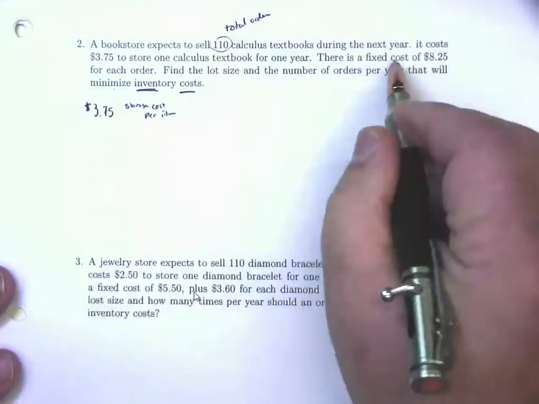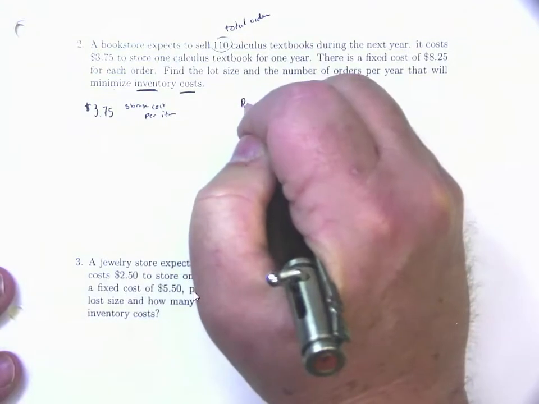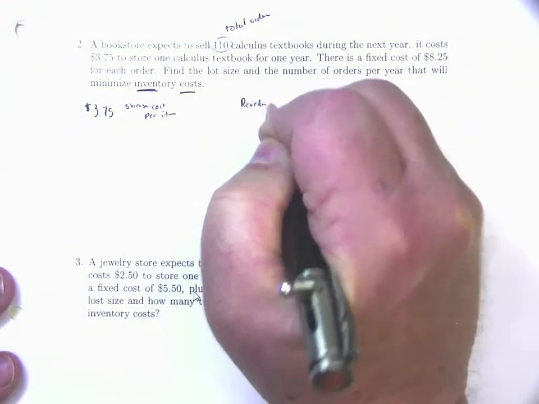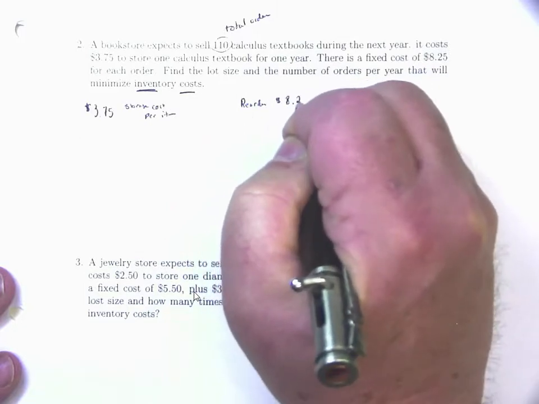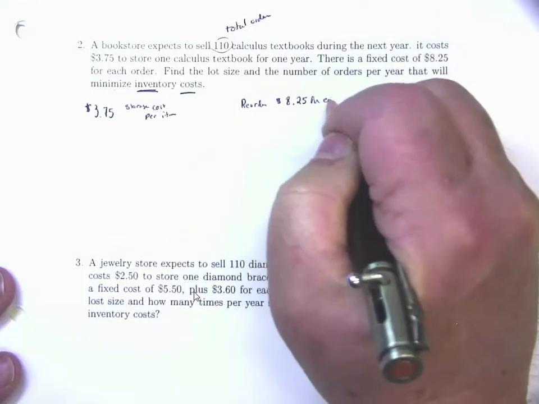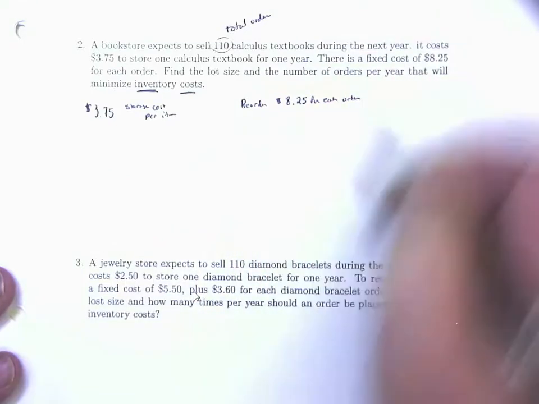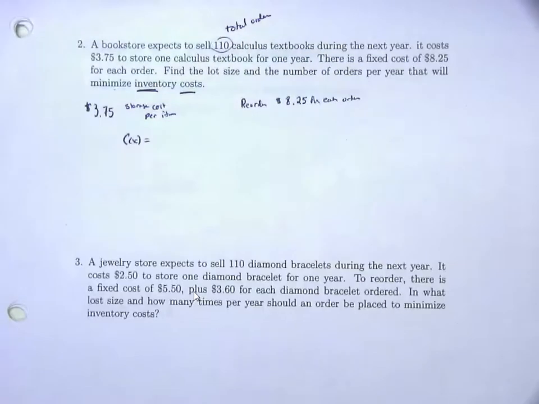And then we have fixed cost for the order. To reorder, this one's kind of nice. To reorder, we have basically one cost, which is $8.25 for each order. So the big thing we need here is C of X, the inventory cost formula.